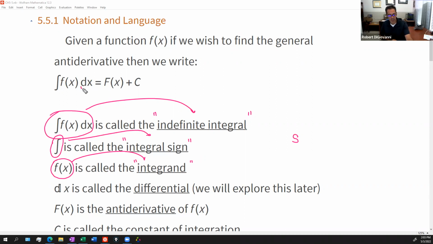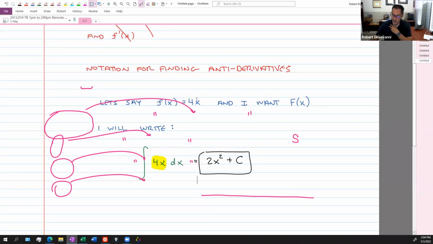Now, this dx is probably the most confusing thing out of all the notation. It has to be there, and it's hard right now to explain what it means and why it's there. Right now, we're going to call it the differential, and we will explore that a little bit more in a minute. Just look at it as a way of keeping track of what your variable is. The variable in the problem is x, and dx keeps track of that. And you may say, well, I don't need it to keep track of that because the function itself, like 4x, already told me what the variable was. So why do I need dx?